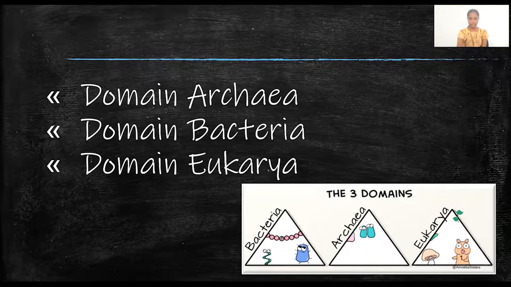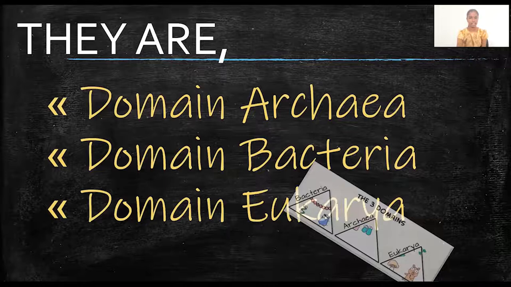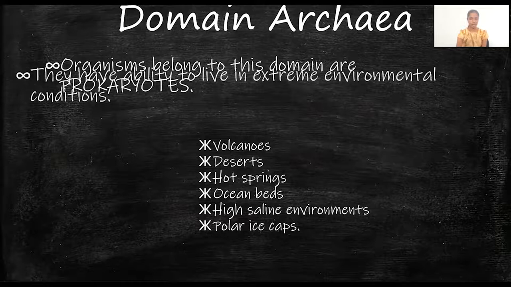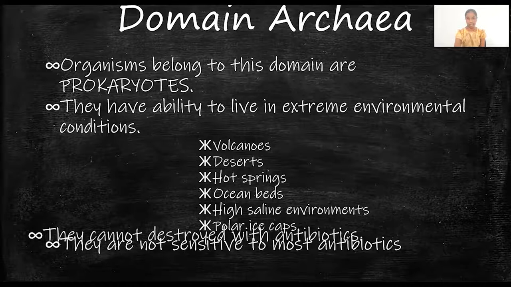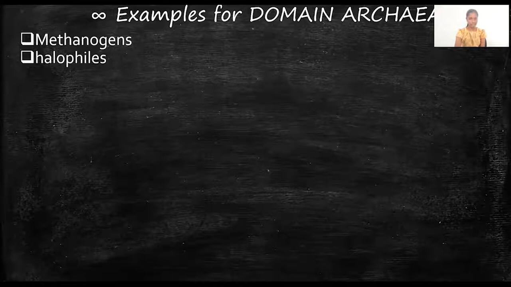First, what are the three domains? They are domain Bacteria, domain Archaea, and domain Eukarya. Domain Archaea are prokaryotes. They live in extreme environments like volcanoes, deserts, hot springs, high saline environments, and polar ice caps. They are not sensitive to antibiotics, therefore we cannot destroy them using antibiotics. Examples for domain Archaea: methanogens and halophiles. Now you can see some pictures of domain Archaea.